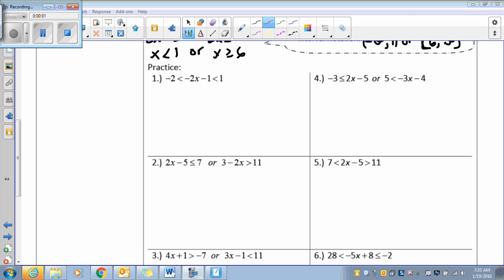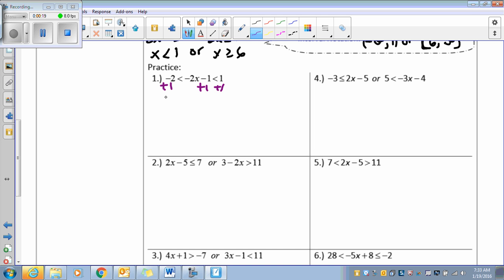All right, so you should have solved these and tried graphing them. We'll go through them so that we can check our answers. So we're going to start. This is an and, or a conjunction, so we're going to solve from the inside out.